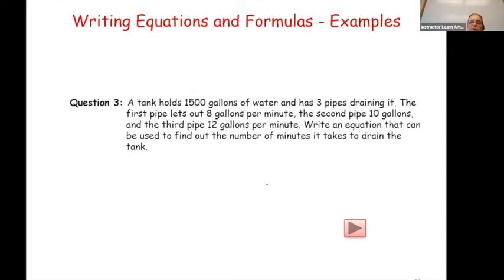Okay, let's look at another problem. A tank holds 1,500 gallons of water, and has 3 pipes that drain it. The first pipe is letting out 8 gallons a minute. The second pipe, 10 gallons, again, per minute, we should say.